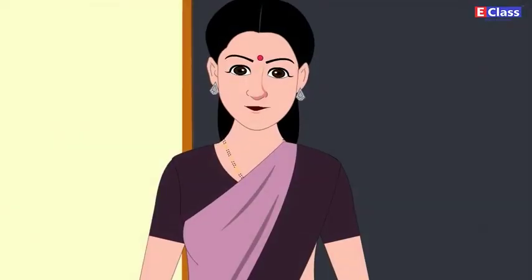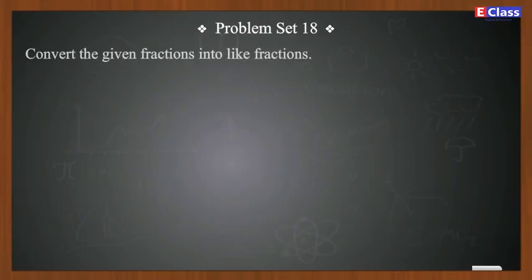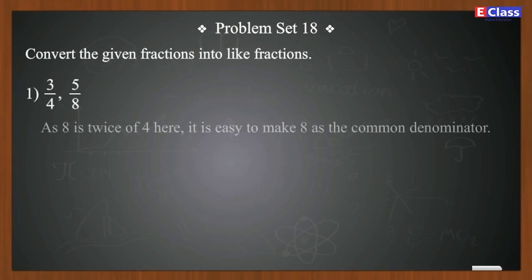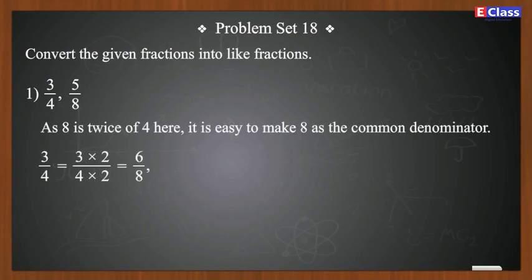Therefore, 16 upon 28 and 21 upon 28 are the required like fractions. Now, we will solve the problem set 18. Convert the given fractions into like fractions. 1. 3 upon 4, 5 upon 8. Answer. As 8 is twice of 4 here, it is easy to make 8 as the common denominator. 3 upon 4 is equal to 3 multiplied by 2 upon 4 multiplied by 2, which is equal to 6 upon 8. 6 upon 8 and 5 upon 8 are like fractions.